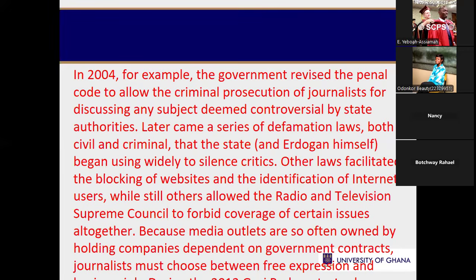Other laws facilitated the blocking of websites and the identification of internet users. You see, so that even if you write something on social media, they can come for you. If you go and say, well, Doomsday is back, maybe this is a controversial issue, and then you are arrested, and then they are harassing you.